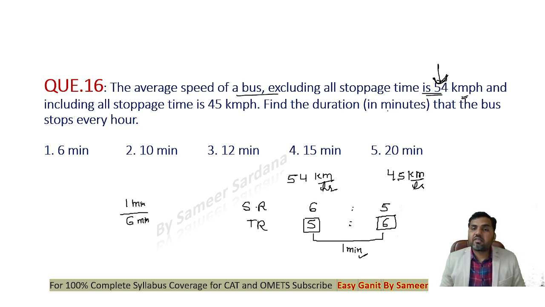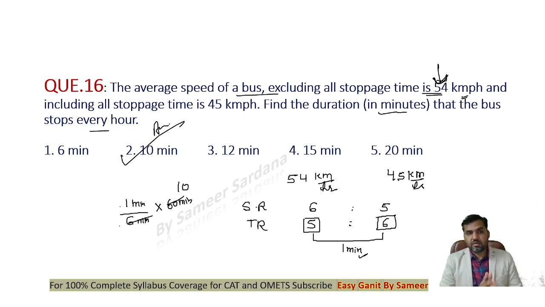Question says, find the duration in minutes that the bus stops every hour. In 6 minutes, stoppage time is 1 minute. Every hour, that means in 60 minutes, the stoppage time would be 10 minutes. Option 2 would be the correct answer. That's the best way to solve the question, guys.